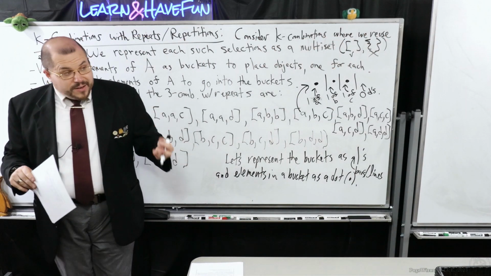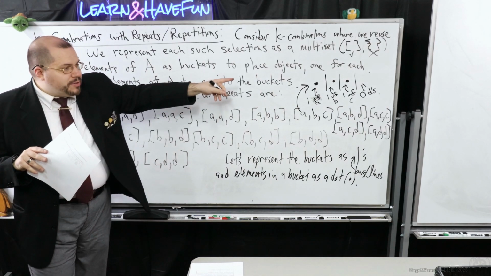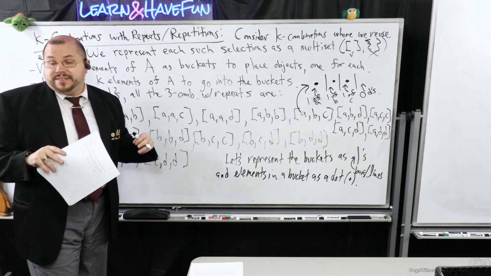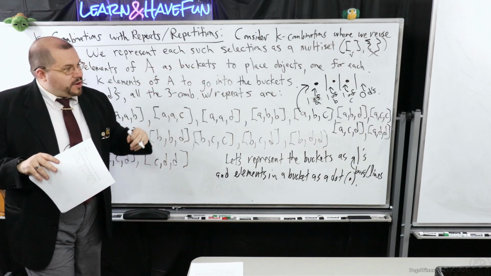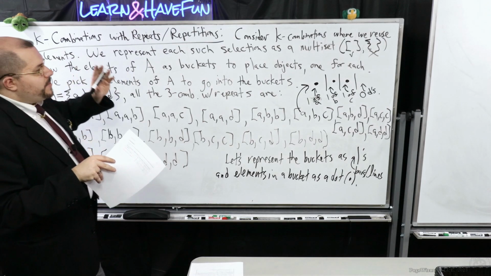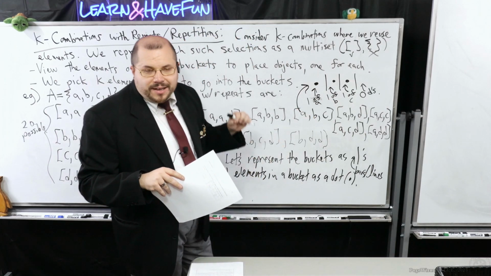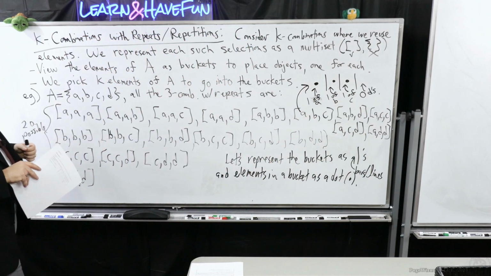So you should be able to find, for any one of these multisets, a string like this of just lines or bars and dots. That's it. You're breaking each one of the buckets. I need some way of representing the buckets. So these separators are being used to represent the separation between my different buckets.